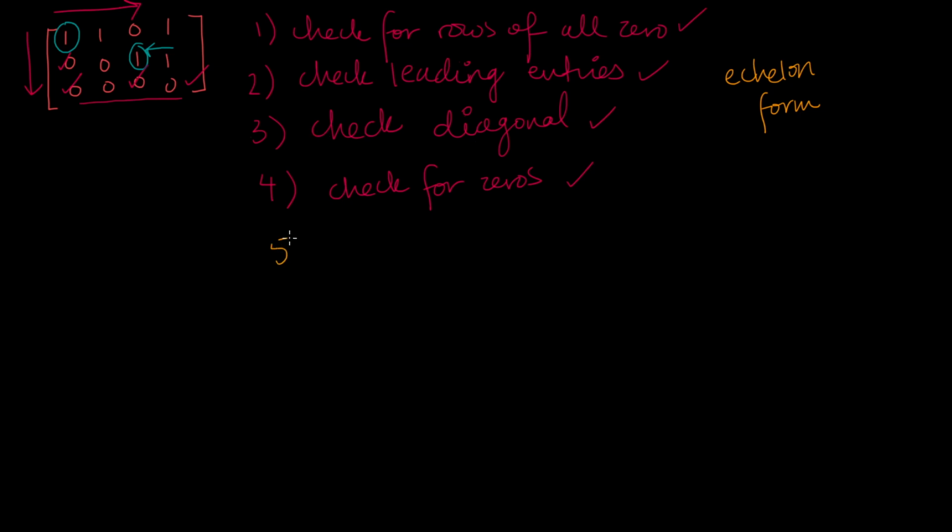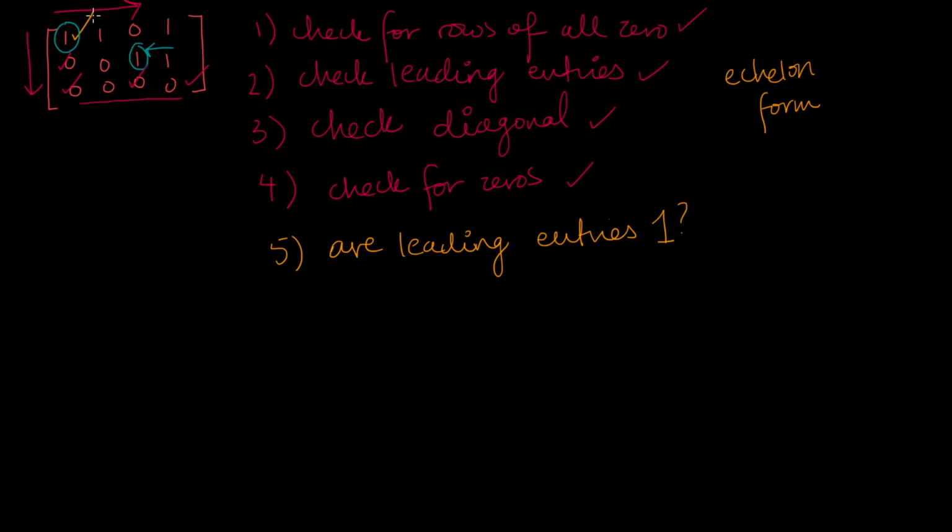So let's check if it's in reduced echelon form. We need to do 2 additional steps to check if it's in reduced echelon form. We have to check, are the leading entries 1?